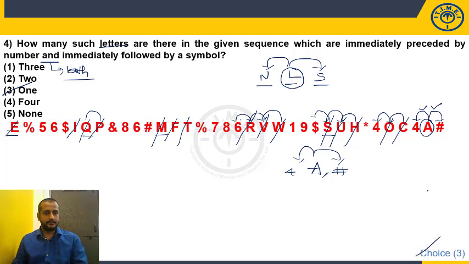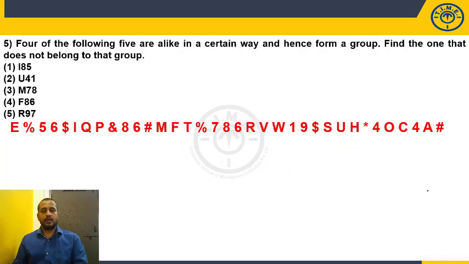Fine. Question number 5. Four of the following five are alike in a certain way and hence form a group. Find the one that does not belong to that group. Odd one out based on the sequence. So based on the sequence, we need to identify the odd one out. Out of these 5 choices, 4 follow the same logic. One will be different based on the sequence. We need to identify that.